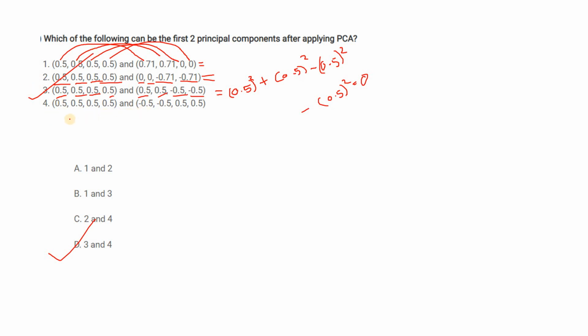Similarly, in the same way, you can see that here all 4 are 0.5 and here 2 are 0.5, 2 are minus 0.5. So again, if you do individual multiplication and then take the summation, that is the dot product, you will be getting 0 for this one also. So options 3 and 4 are orthogonal to each other. So option D is the correct one, right? So I hope you have understood this. This is all for this video.